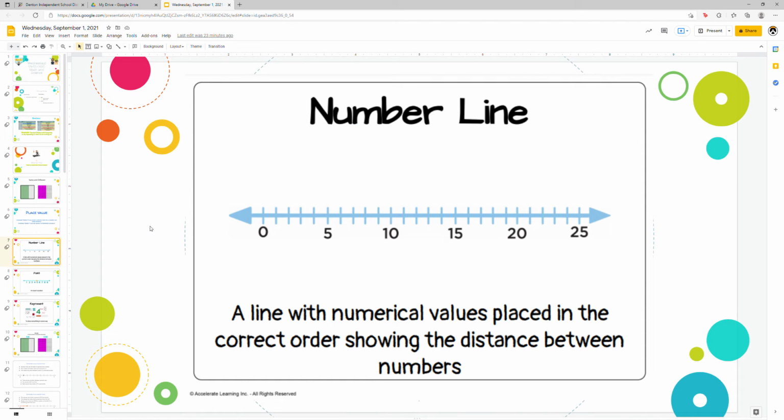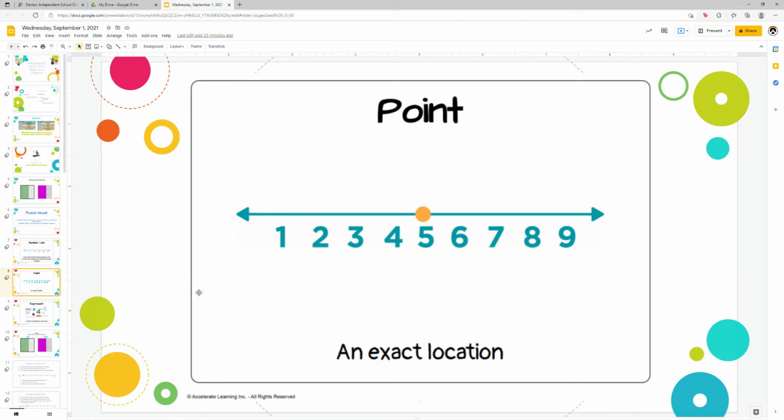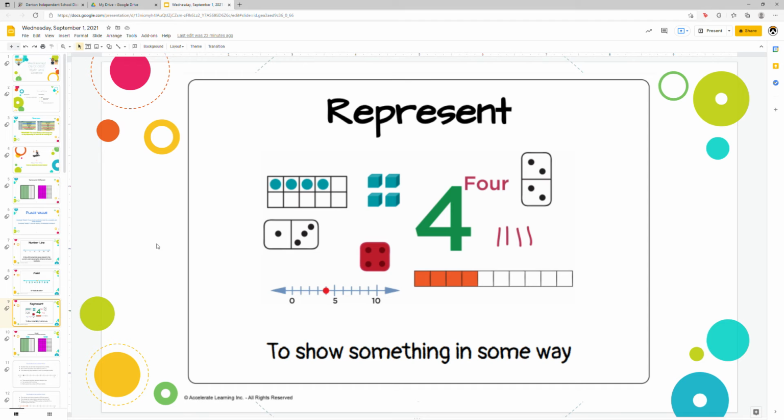So let's take a look at a couple vocabulary terms and examples here. Our first one is a number line. It's just a line with numerical values placed in the correct order, showing the distance between numbers. If we refer to a point on a number line, we're just talking about an exact location or a specific number or location on that number line. And we've seen this one before, but let's talk about representing a number or an answer. When we say represent something in a different way, specifically with decimals, fractions, we can use different models or tools to show that, as seen here.